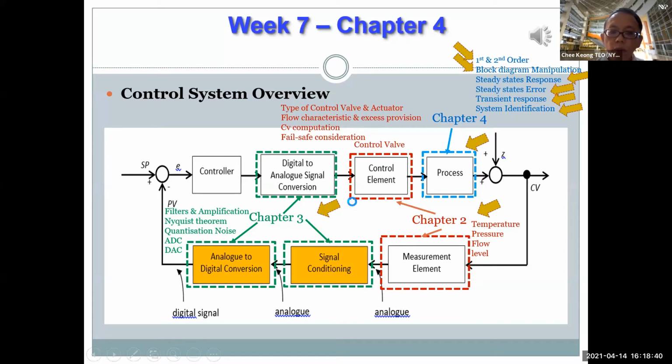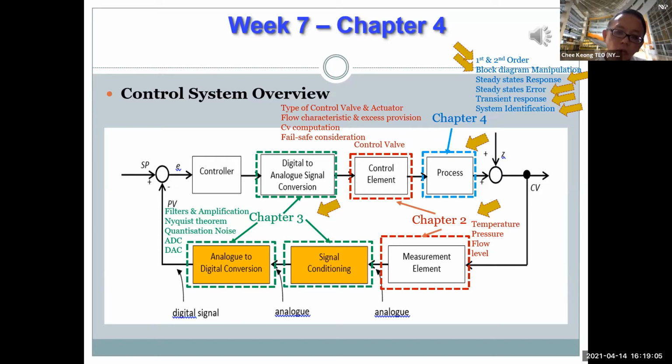So we finish off chapter 2 and chapter 3. Now we are moving into chapter 4. Of course, we will start off chapter 4 by doing block diagram manipulation. Block diagram manipulation is basically a simplification process, right? The actual control plant is usually very complicated, so you need to simplify the blocks down to maybe one single block so that you can do analysis. That's the main aim of block diagram manipulation.